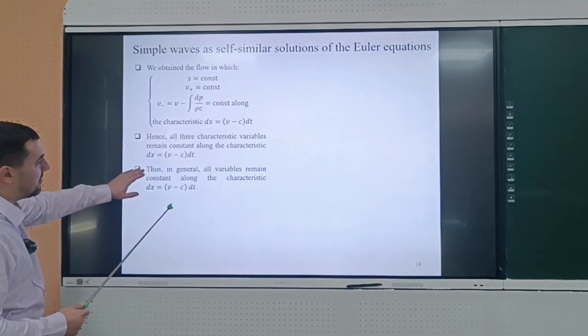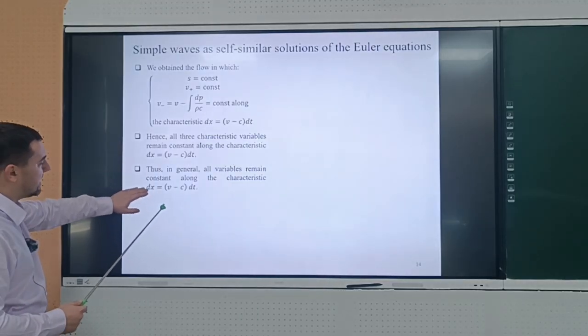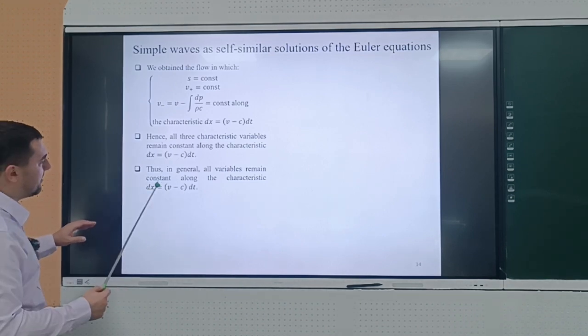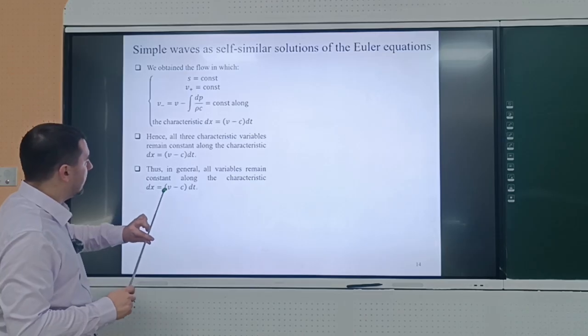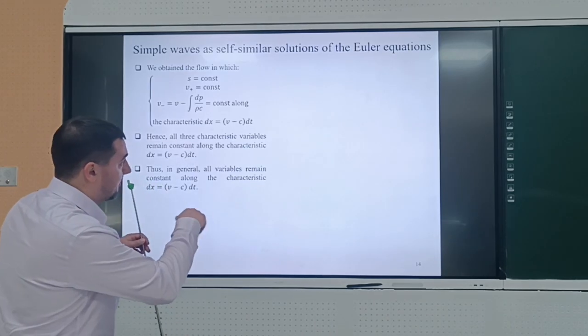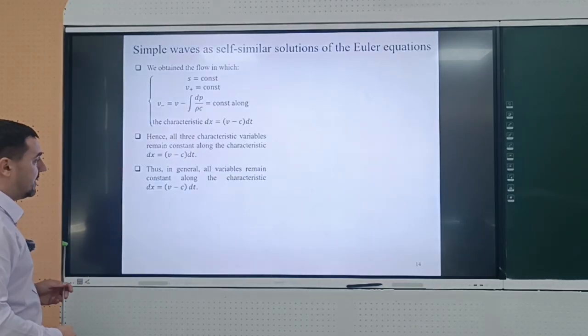Thus, in general, all variables remain constant along their characteristic dx equals v minus c dt. So in this type of flow, all variables remain constant along the characteristic curve. This characteristic curve, in this case, because we have chosen this lambda 2 equals xi, is dx equals v minus c dt.